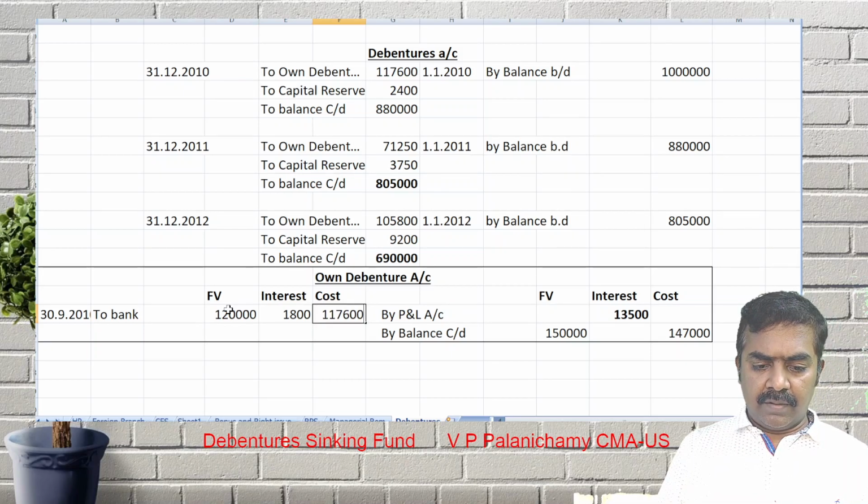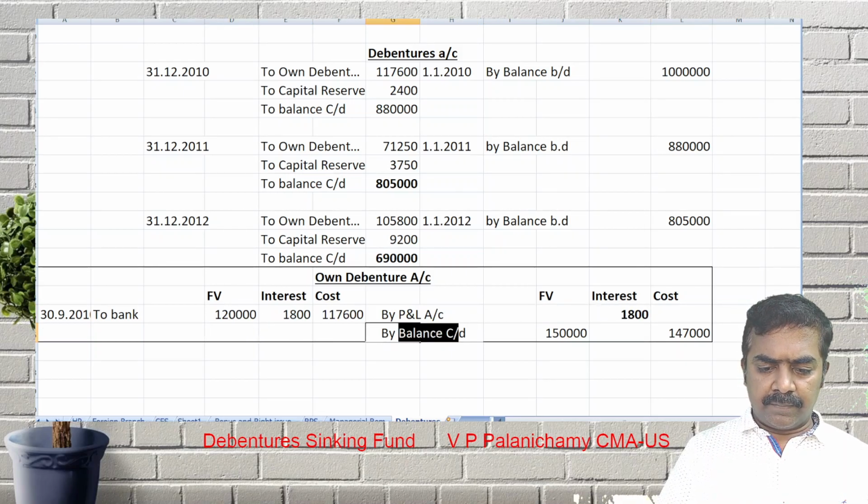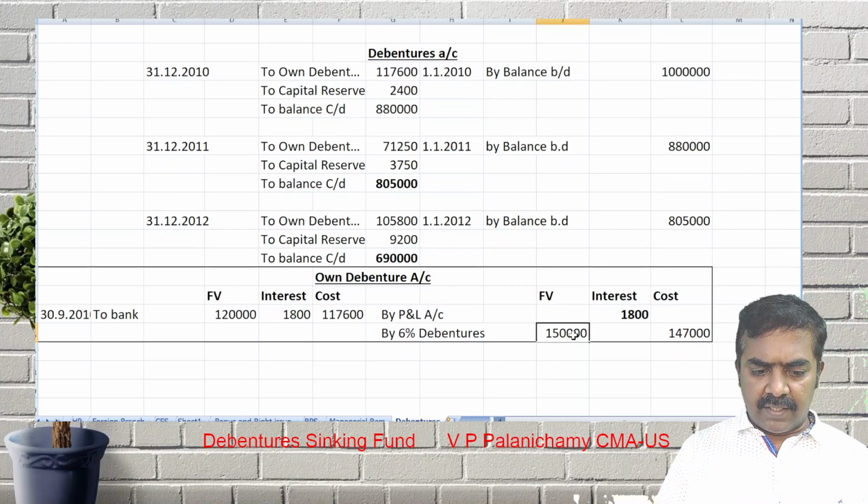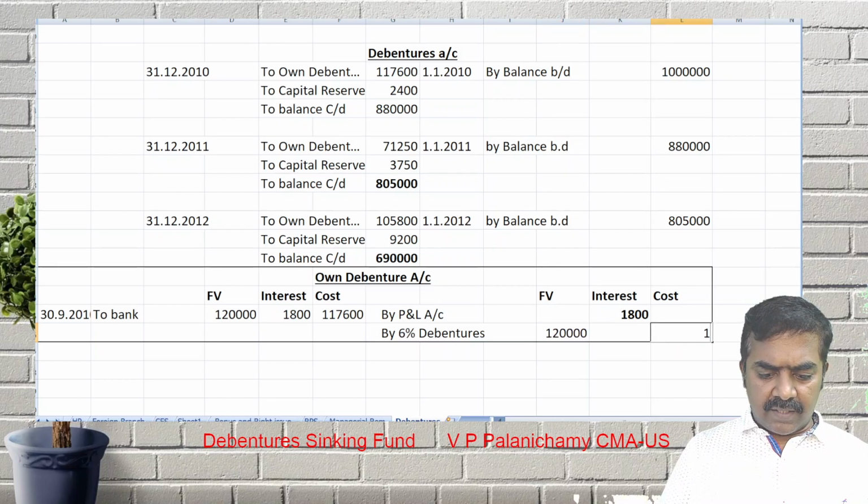1,176. That interest we transfer to the P&L account. Then by 6% debentures, every year we close it because it is cancelled, right? 1,20,000. 1,17,600. The balance will be transferred to capital reserve.